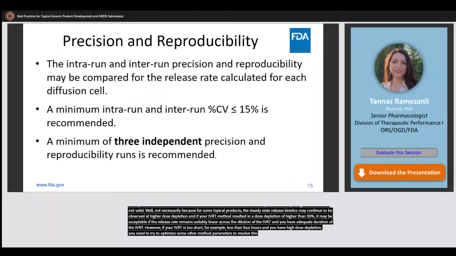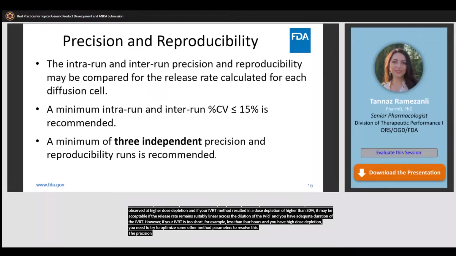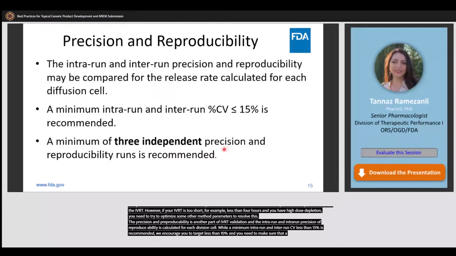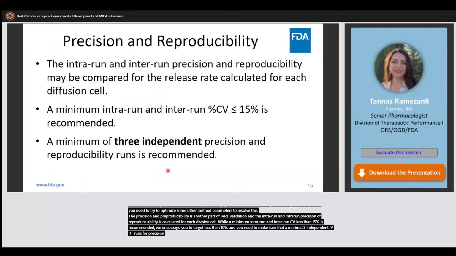Precision and reproducibility are another part of IVRT validation, and the intra-run and inter-run precision and reproducibility may be compared for the release rate calculated for each diffusion cell. And while a minimum intra-run and inter-run percentage CV of less or equal to 15% is recommended, for best practices we encourage you to target percentage CV of less than 10%. And you need to make sure that a minimum of 3 independent IVRT runs for precision and reproducibility are needed in the IVRT validation.